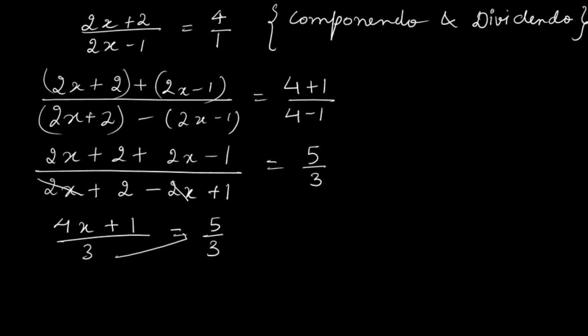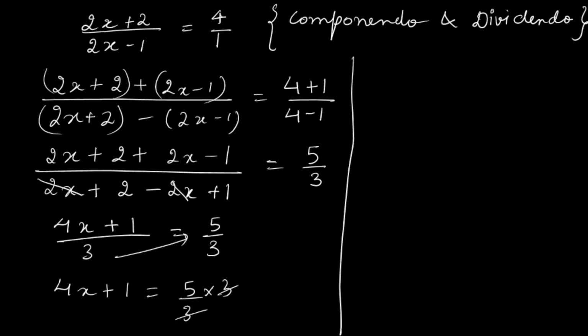Now this 3 will shift to the other side. If I shift 3 to the other side, it will get multiplied, so it will get cancelled. Now what we are left with is 4x plus 1 is equals to 5.